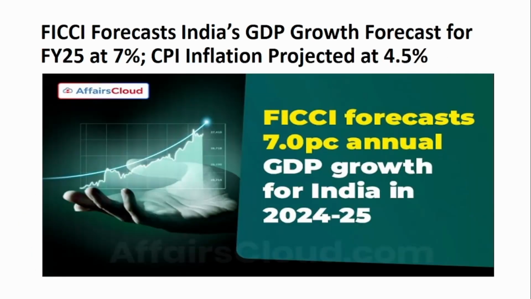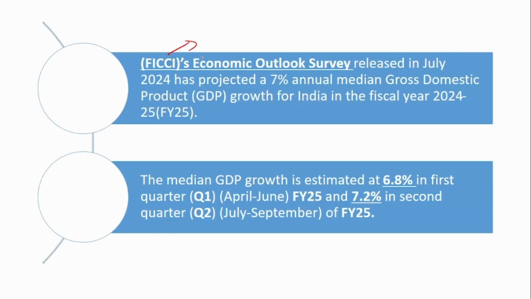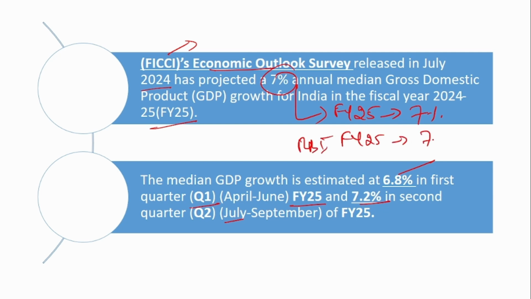Moving to the next news. This is about the GDP forecast. The Federation of Indian Chambers of Commerce and Industry has released its latest survey, the Economic Outlook Survey, in July, and it has projected a 7% GDP growth rate for financial year 25, with 6.8% for quarter 1 and 7.2% for quarter 2. It is very important to remember this data. For financial year 25, the GDP projection is 7%, and by RBI, the GDP projection is 7.2%.